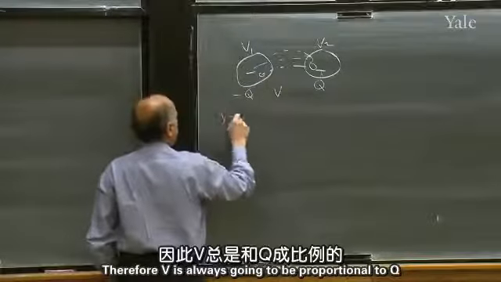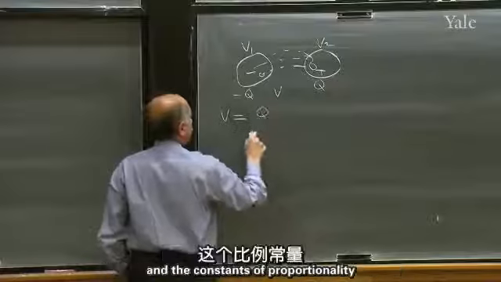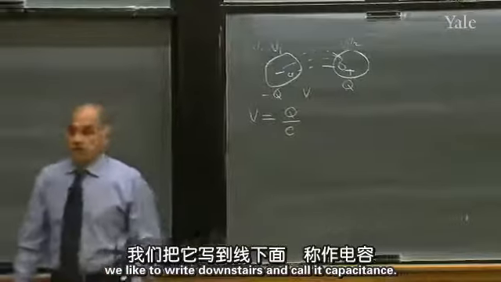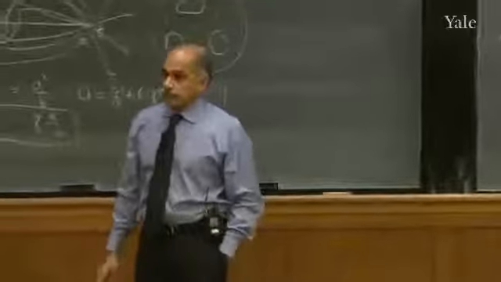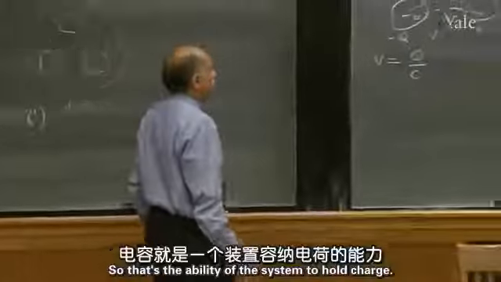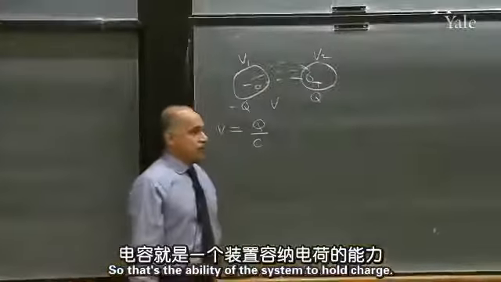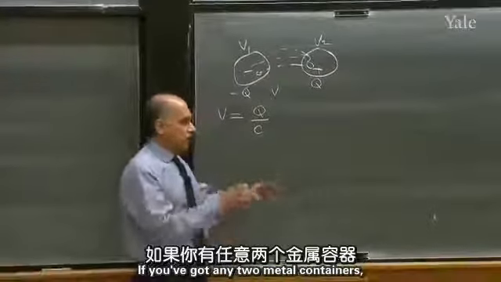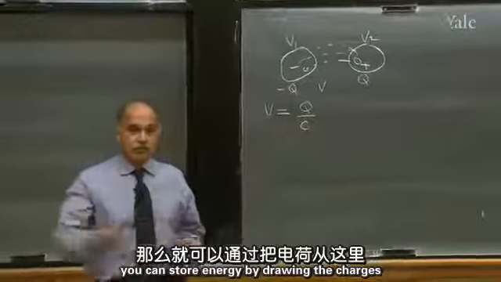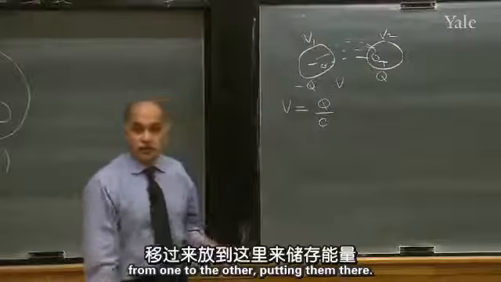Therefore, V is always going to be proportional to Q, and the constant of proportionality we like to write downstairs and call it capacitance. So that's the ability of the system to hold charge. If you've got any two metal containers, you can store charge, you can store energy by drawing the charges from one to the other and putting them there.